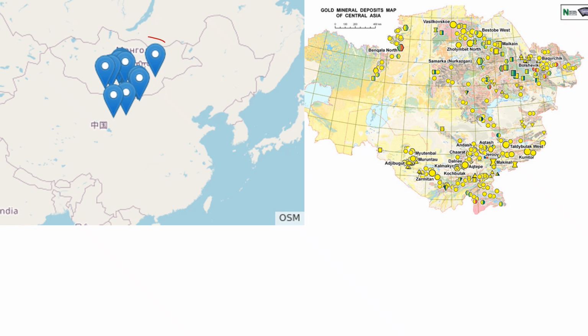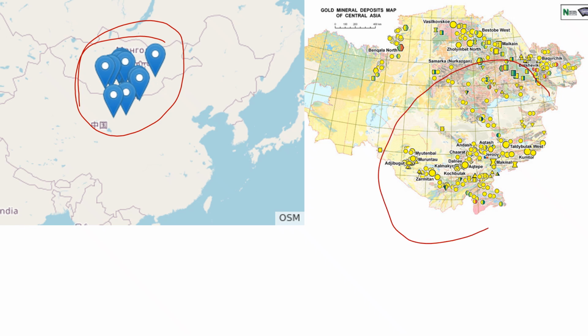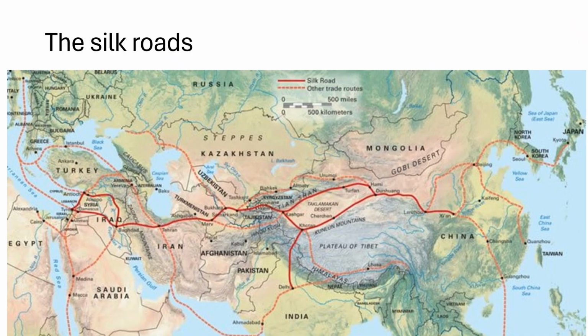So this map here is showing us locations where fossils of Protoceratops have been found, and we can see that it's in Mongolia, coming down into modern China. And the map here on the right is showing us gold deposits, and we can see there's a fair overlap, that areas with gold deposits are also in the same general region as the areas where the Protoceratops fossils were found. So here we have a possible explanation.